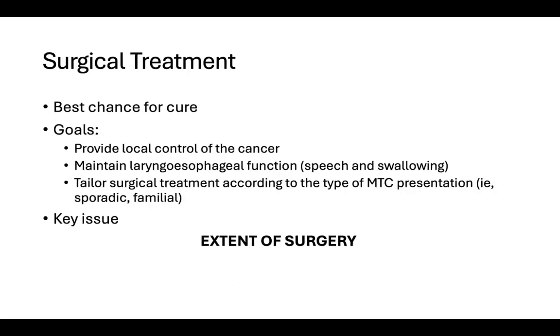So surgical treatment. Surgery, as you know, we being surgeons, and particularly in MTC, surgery is the most important treatment modality. It gives the patient the best chance for cure.